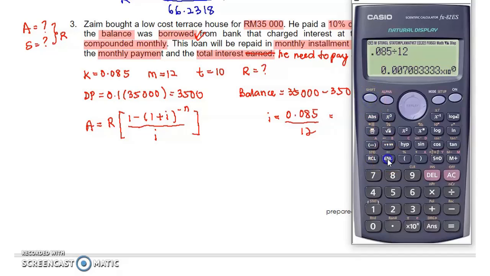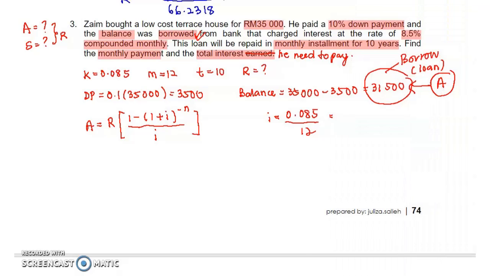So change in its actual value, so 0.0071. If you want to use fraction also, no problem. So n equals m times t, 12 times 10 equal to 120.